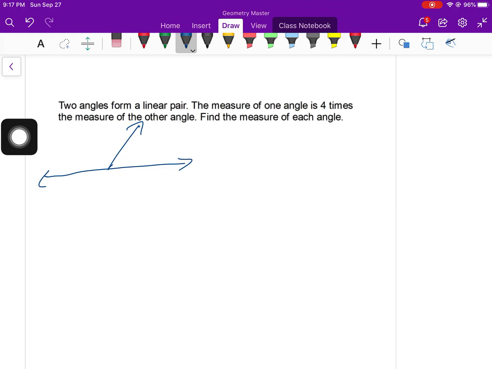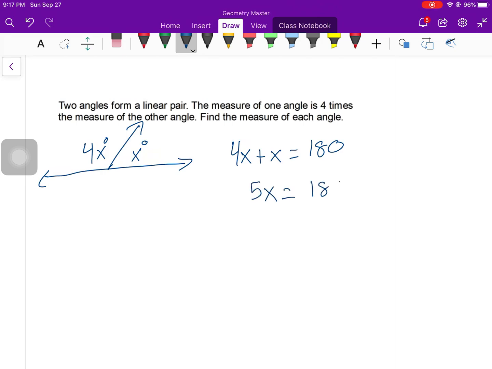The other angle I'm going to put as the small angle, x degrees. I'm doing this because it says that the measure of one angle is 4 times the measure of the other. The other is always going to be a single variable, so this means the other one is 4x degrees. So if I want to find the measure of each angle, I've got 4x plus x equals 180 degrees. I know this because they are a linear pair. That gives me 5x equals 180.